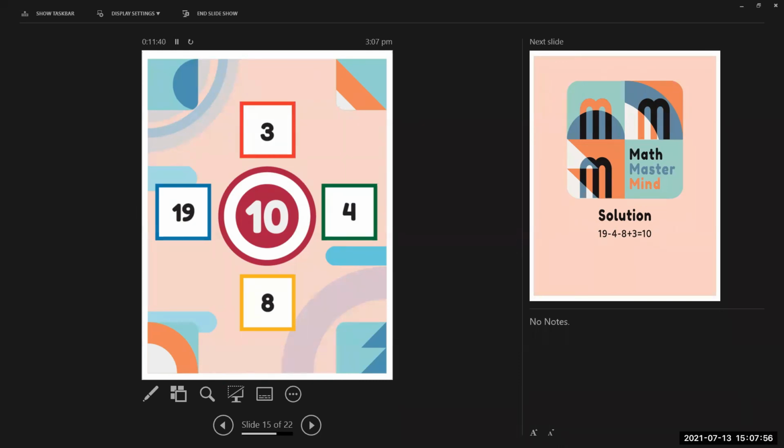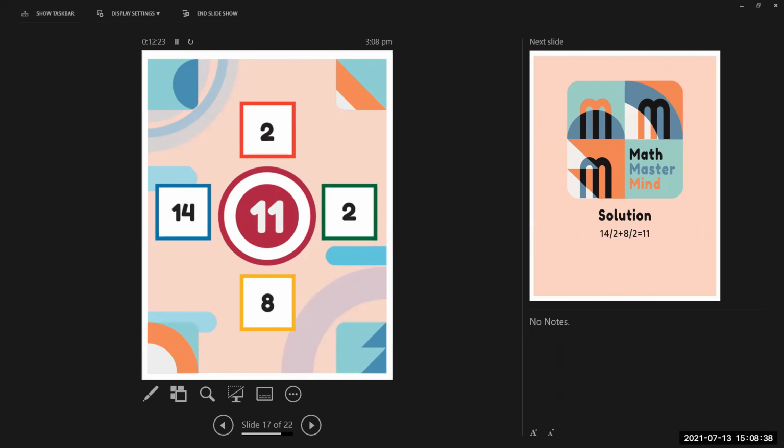Here's how. This one is a 2-step process. First, I will get 15: 19 minus 4 is 15, correct? Now I need a 5. Can you see a 5? 8 minus 3 is 5. Very good. So to solve this equation is very simple: I take 19 plus 3 minus 8 minus 4, which gives me 10.